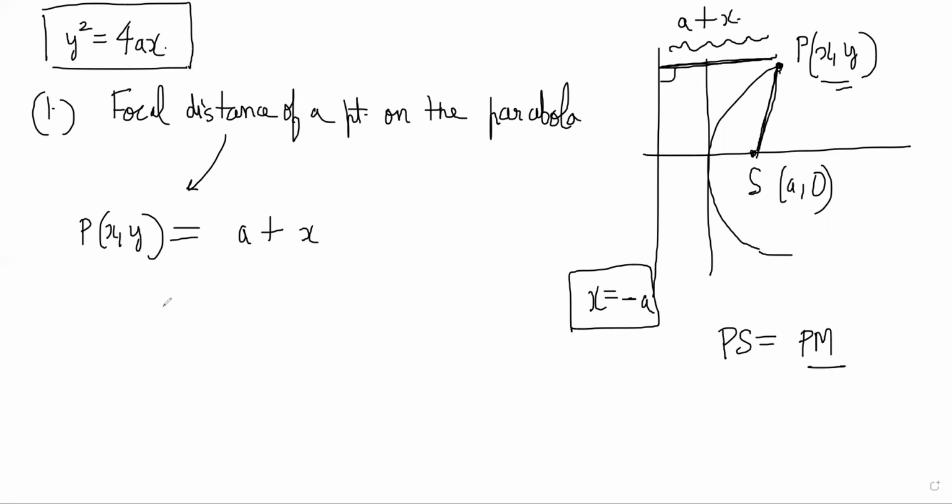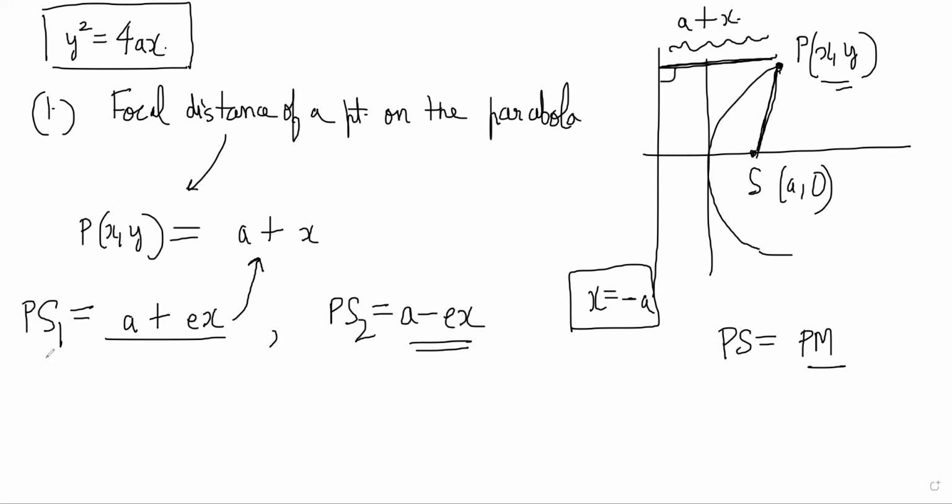In general, we'll see later in ellipse and hyperbola that focal distance is always written as a plus ex, and e can be one for a parabola, then it becomes this formula. For an ellipse, there are two foci. One focal distance will be a plus ex, the other focal distance would be a minus ex. Then the sum PS1 plus PS2 becomes 2a. That same formula becomes this because e is equal to 1 for a parabola and you have only one focus in a parabola.